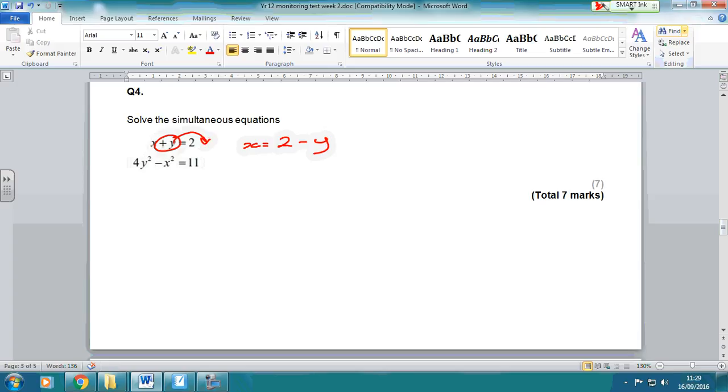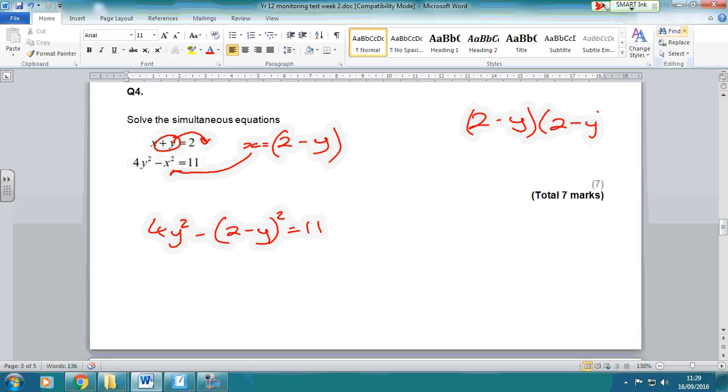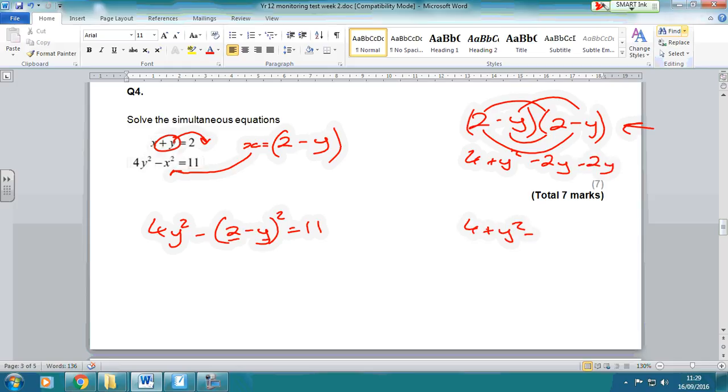And then we're going to substitute x into here. So we're going to get 4y squared minus, in brackets, instead of x squared, because x is the same as this, we're going to have 2 minus y squared equals 11. Now, 2 minus y squared is 2 minus y times 2 minus y. So if ever we've got squared brackets, we don't just do 4 and y squared, we have to have this thing here. So 2 times 2 is 4, minus y times minus y is going to be plus y squared, minus 2y minus 2y. So that's 4 plus y squared minus 4y.